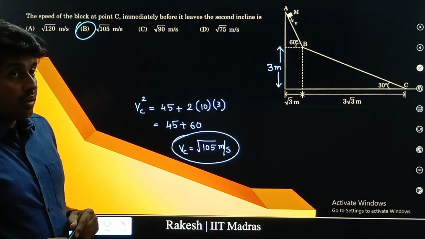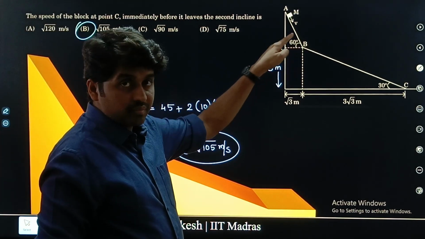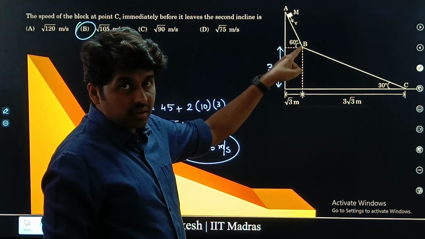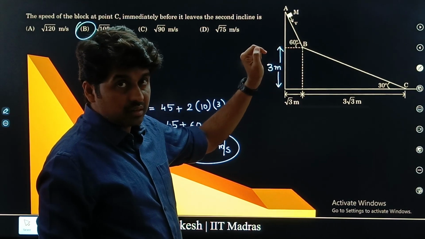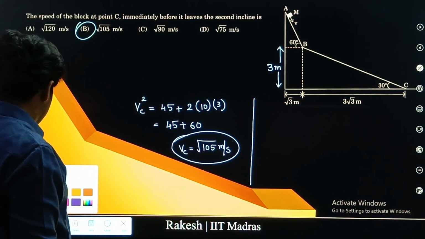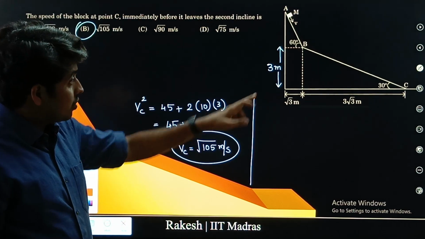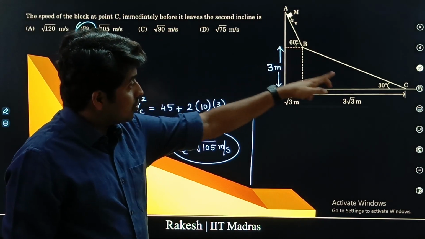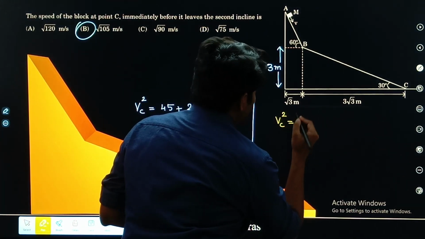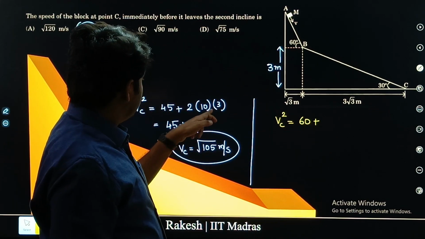Now, what some students had done was, in the first question, they did not take a collision here. Okay, if you do not take a collision here, what is the speed of the block that you get here? You'll get root 60 meters per second, right? So in the previous question, let us say you had not taken a collision, you got root 60 meters per second. So what will be the velocity at the C? Vc square equal to Vb square, that is 60 plus 60.